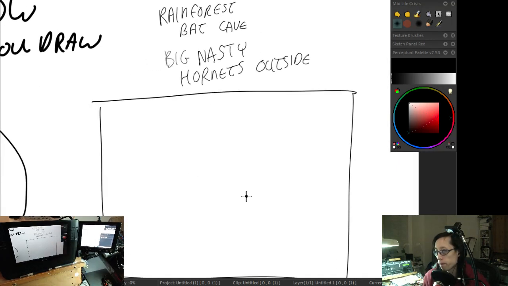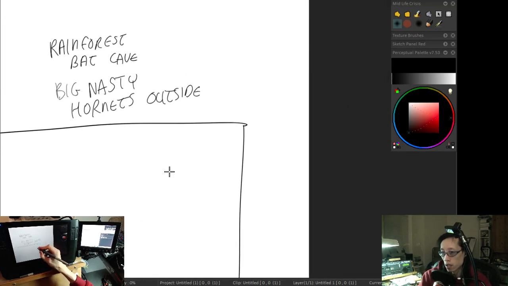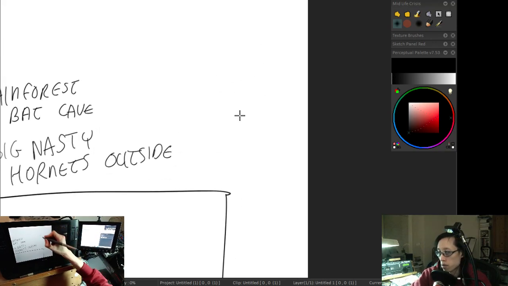So maybe this rainforest bat cave is, let's see, we've got to deal with a bunch of things. I always like making these grocery lists. I'm not in a hurry to draw anything because I'm still focused on what you draw. What are you going to be drawing? Yes, there's going to be a place for the bats, a roost.